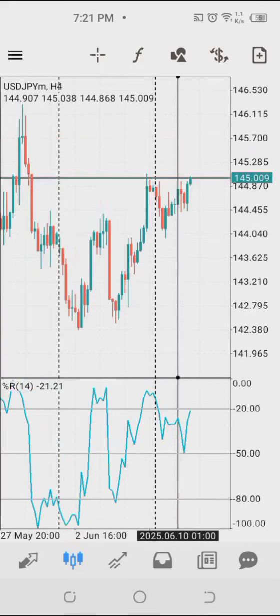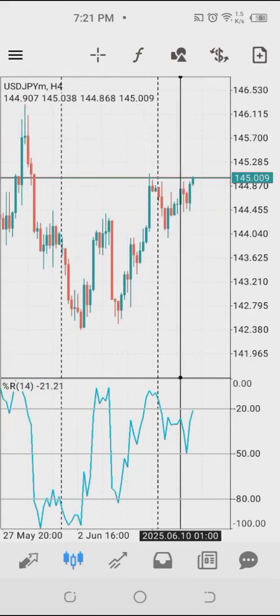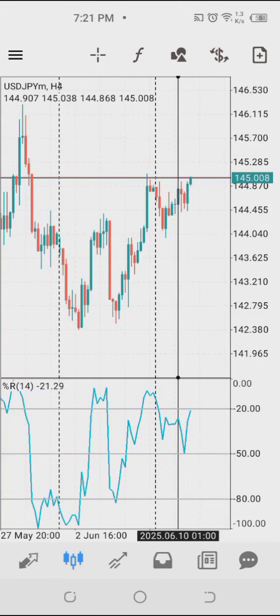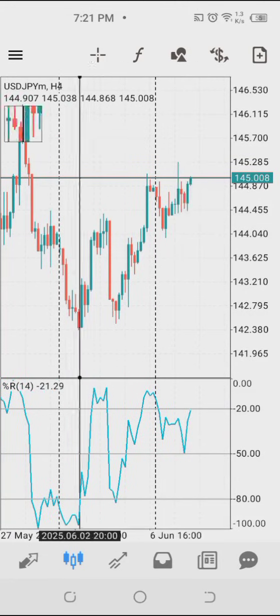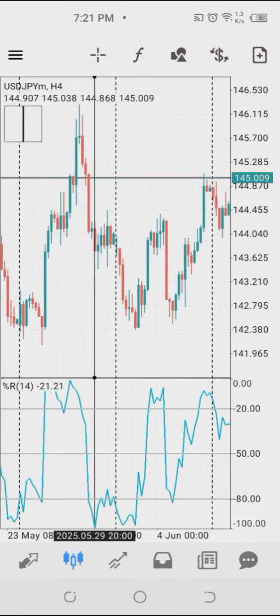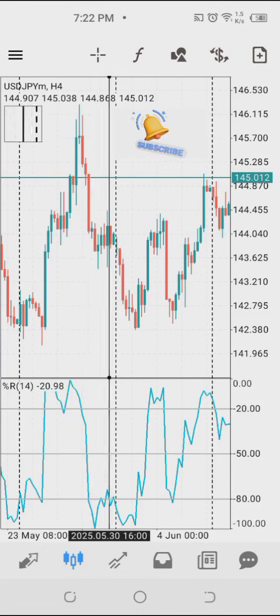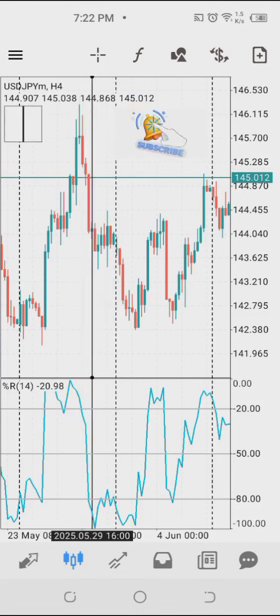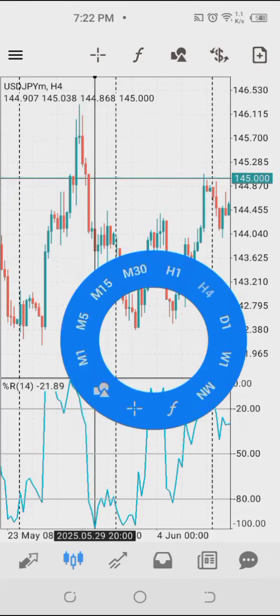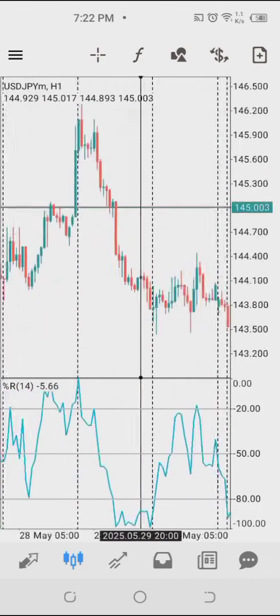Now, let's go straight to look for a sell signal. For the sell signal, this is like the reverse. The first thing I need to do is to ensure that the market is below the minus 50 level. Price needs to be below the minus 50 level. Then, look at this, the price has dropped below the minus 50 level.